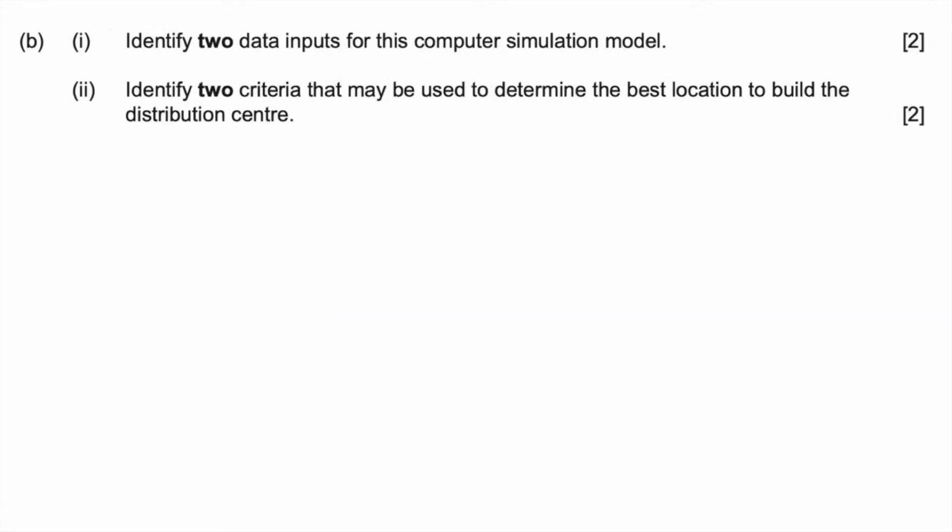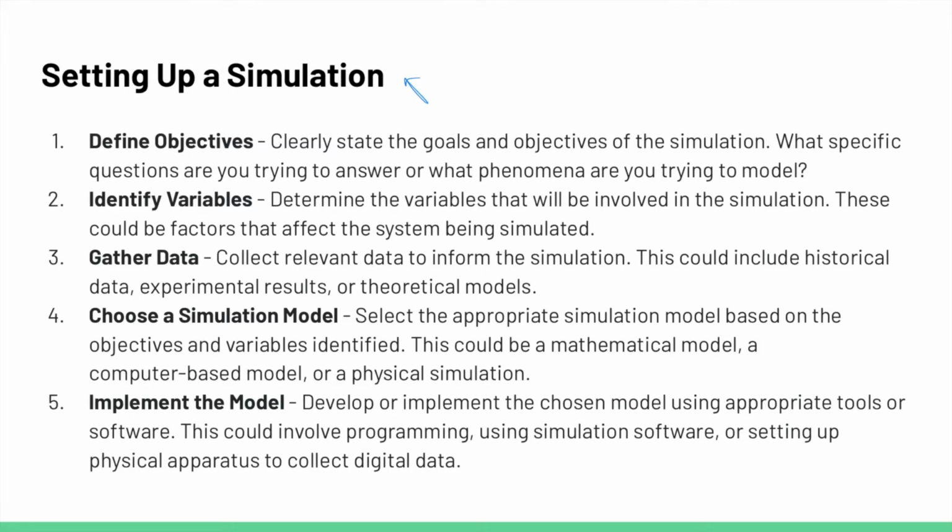Now the next question is: identify 2 data inputs for this computer simulation model. But actually, before I address this, I want to go back to our steps in setting up a simulation. The first was define objectives. So we basically defined our objectives to an extent because we went through the context. Clearly state the goals and objectives of the simulation. We talked about how we want to find the best locations for distribution centers. That's the question we're trying to ask.